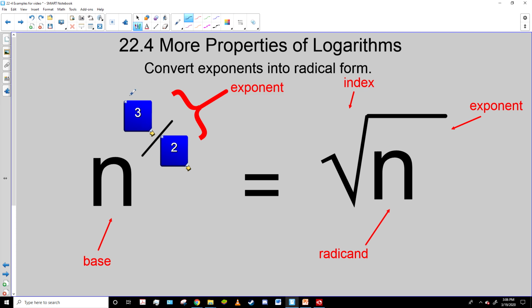This time I gave you the fractional exponent, and I want you to write it as a radical. Well, the denominator is the index, and then the exponent is the number that was on the top of the fraction bar. And so there you go. Except we really don't write the square root with a 2 on it. It's understood 2, right? So there you go. That's the square root of n to the 3rd.